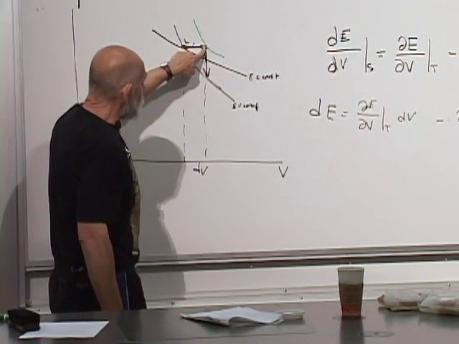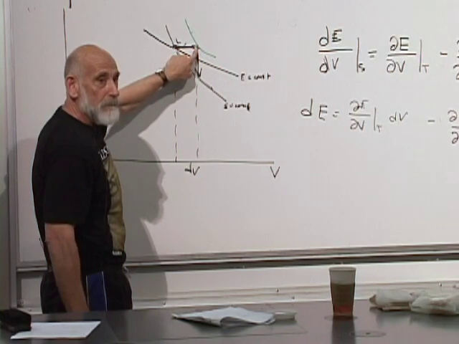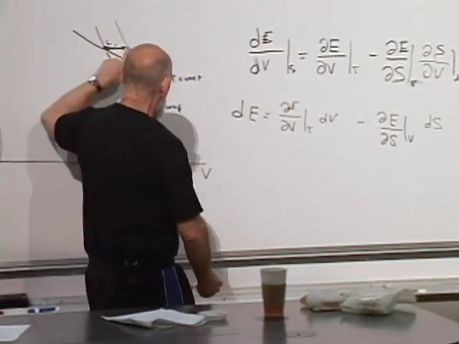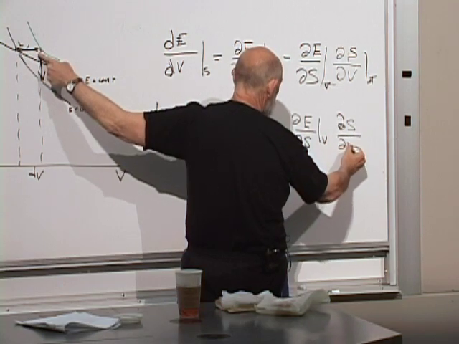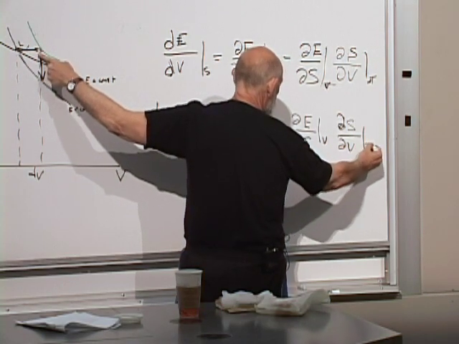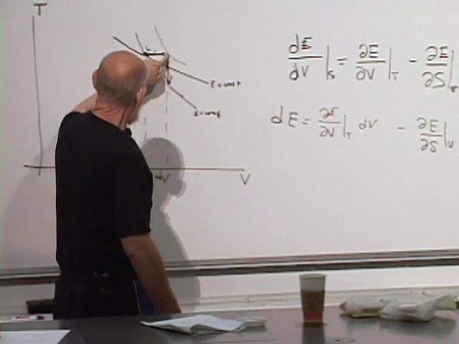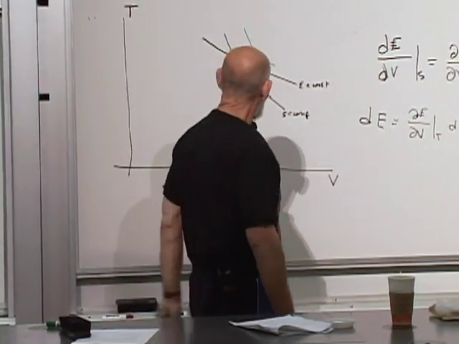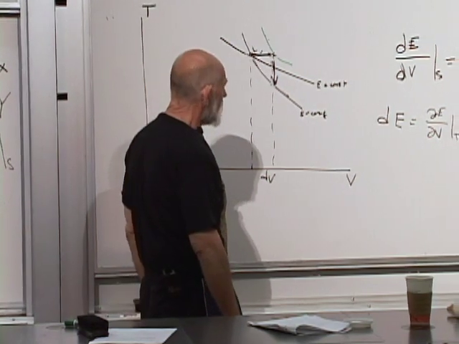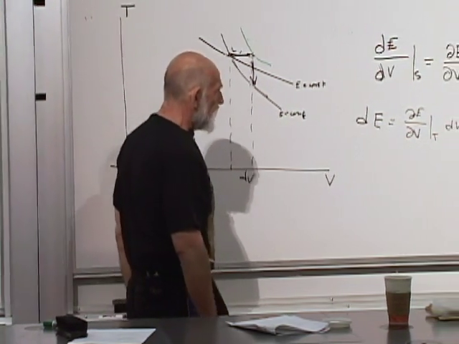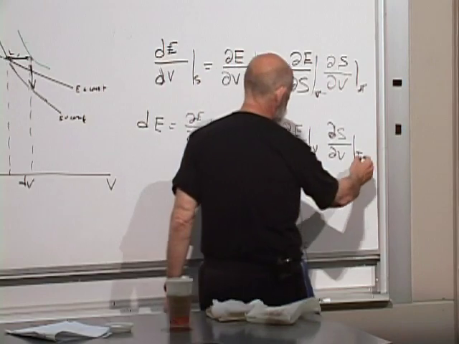Okay, what's the change in entropy of going from here to here? It's the derivative of the entropy with respect to the volume at fixed temperature. That's the change in entropy going from here to here. At fixed temperature, yeah. Times dV.